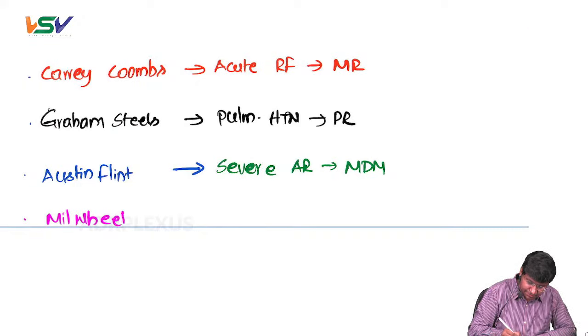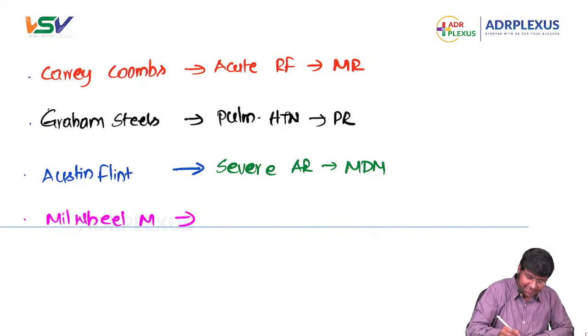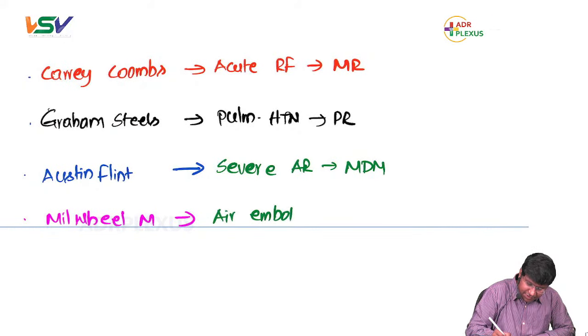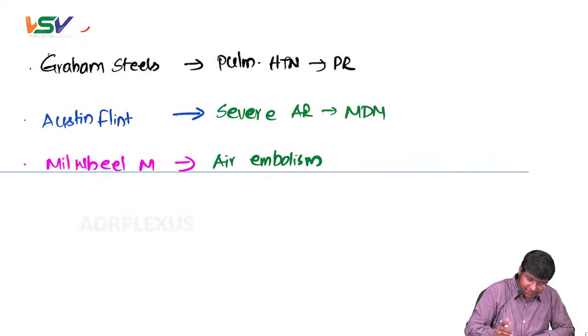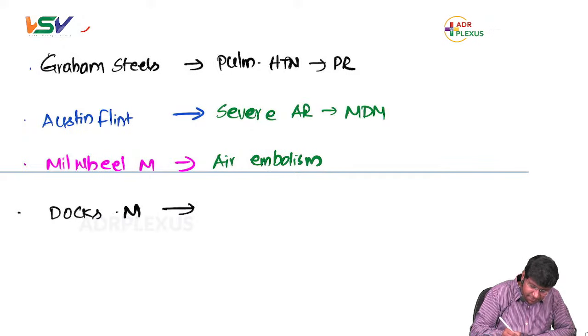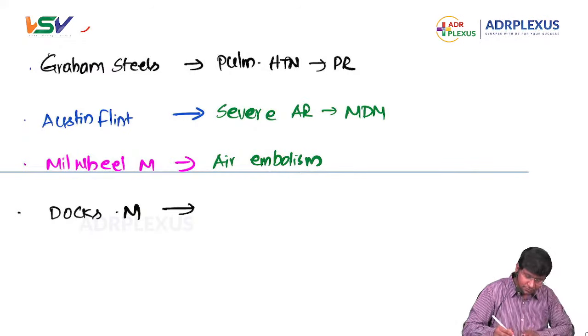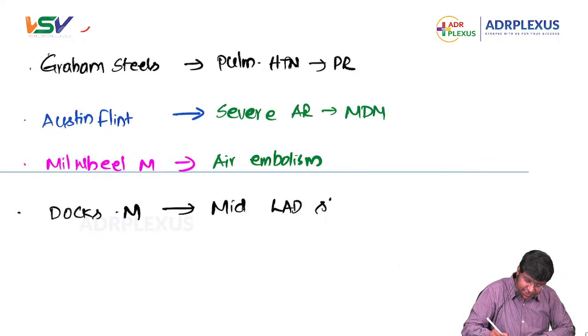Yes, Mill wheel murmur. Anyone? Conditions where you have Mill wheel murmur. Excellent. That is in air embolism, right? Air embolism. Okay. Then followed by that you have what is called Dock's murmur. That is D-O-C-K-S murmur. Tell me the conditions where you have Dock's murmur. Very good. That is mid left anterior descending artery stenosis. You will have the Dock's murmur, right?